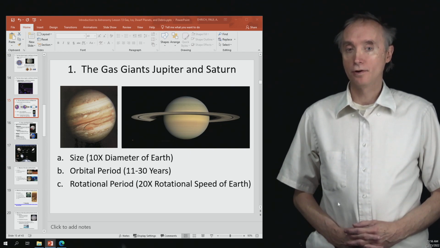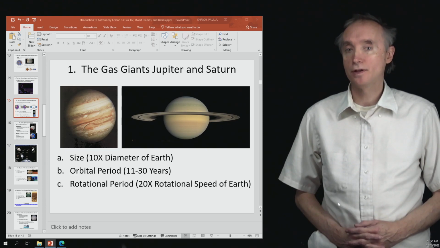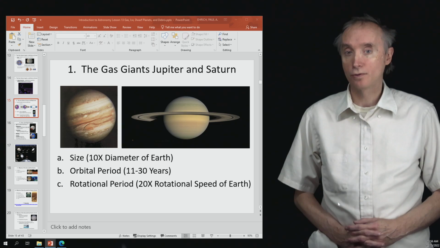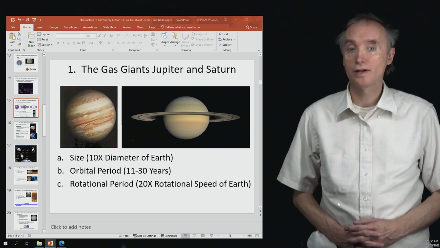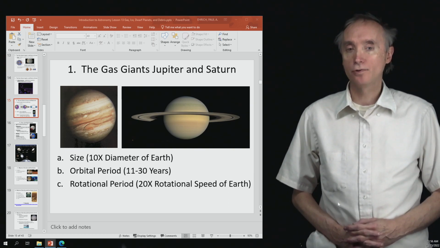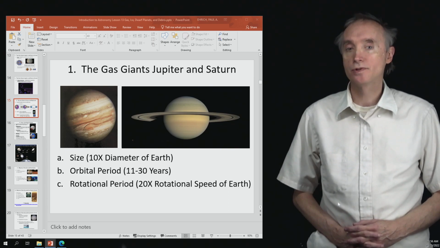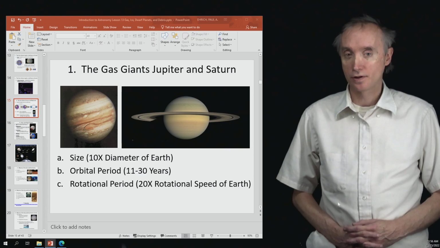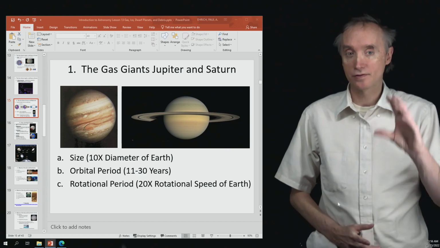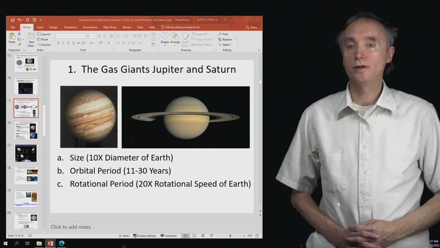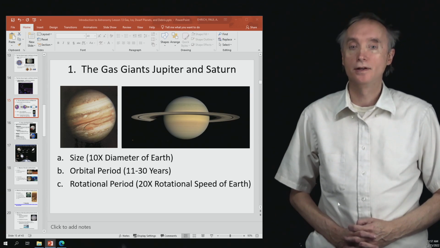And then the orbital period, as calculated by using Kepler's laws: the orbital period of Jupiter, for example, takes 11 years to go around, and for Saturn, it takes 30 years to go around the Sun. The rotational period of each of these planets is roughly 20 times the rotational speed of the Earth. The Earth spins once every 24 hours, but these two planets spin roughly 20 times faster than the Earth does.